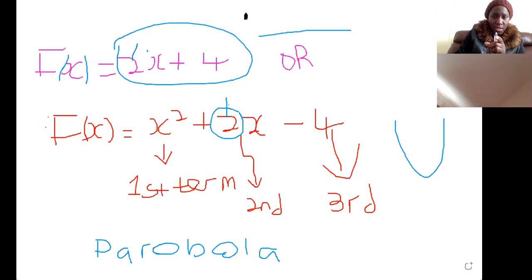If you go back to that equation at the top, can you see the pointer there? Can you see my pointer? Yeah. What is that?